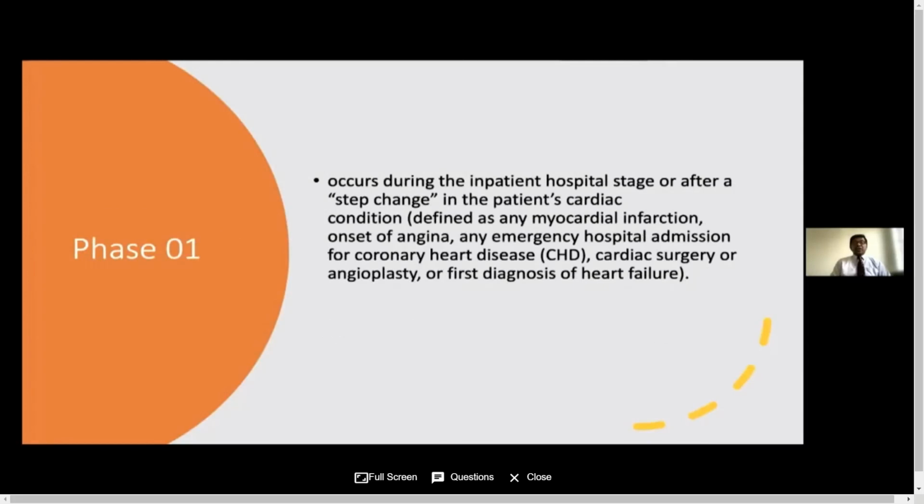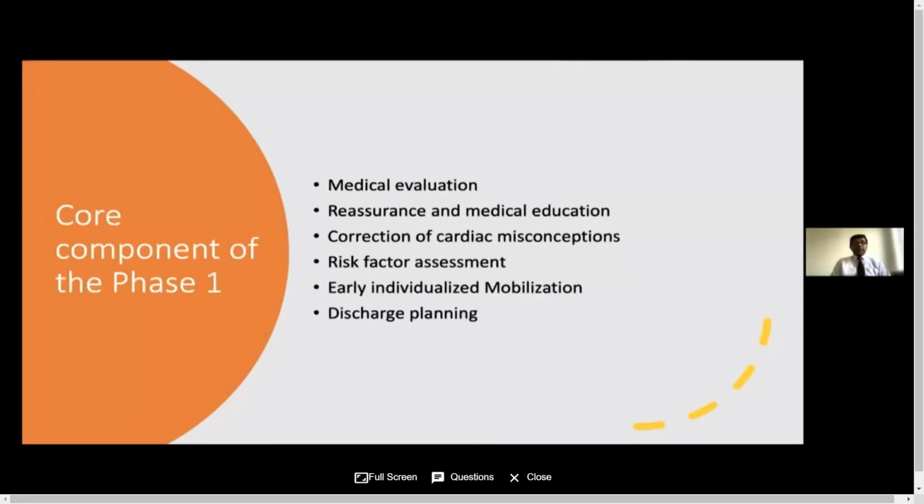Phase 1 occurs during the inpatient hospital stage or after a step change in the patient's cardiac condition. I will be discussing this phase 1 cardiac rehabilitation from here onwards. What are the core components of phase 1 cardiac rehabilitation? I will be discussing this under medical evaluation, reassurance and medical education, correction of cardiac misconception, risk factor assessment, early individualized mobilization, and discharge planning and patient discharge.